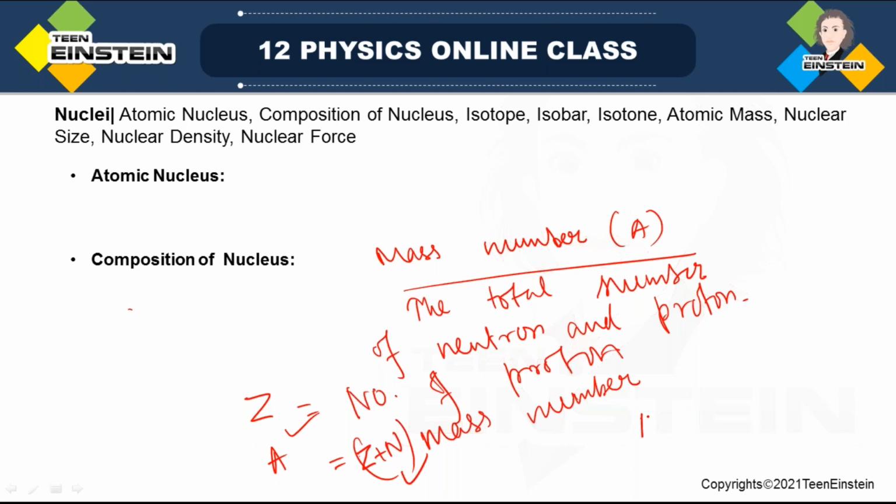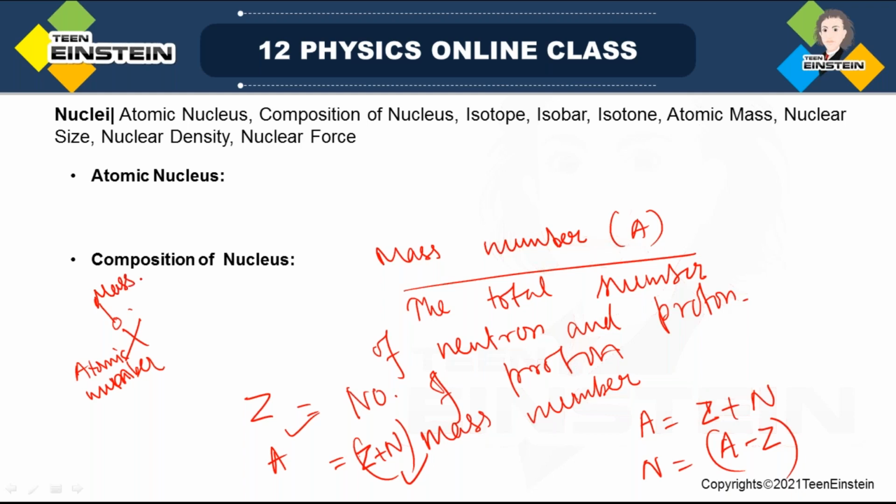So mass number A is Z plus N. Okay, this is what we have learned. But if we want to find out what is N, then we can write this. Okay, we can write this also. All right, now the composition of the nucleus is denoted by certain numbers, along with, see, here will be atomic number, and at this place will be mass number.